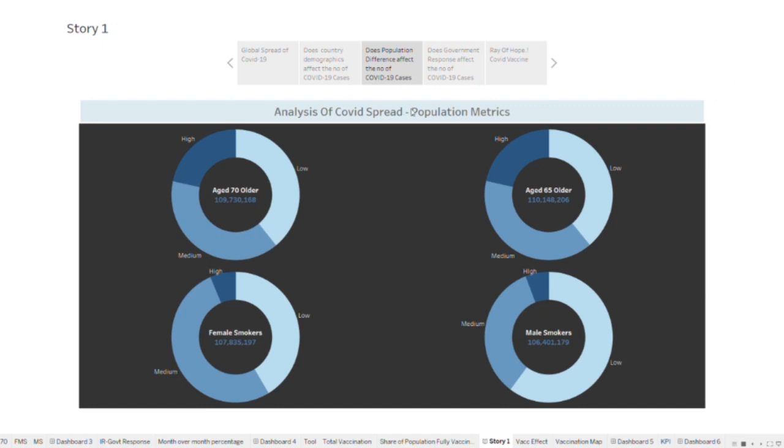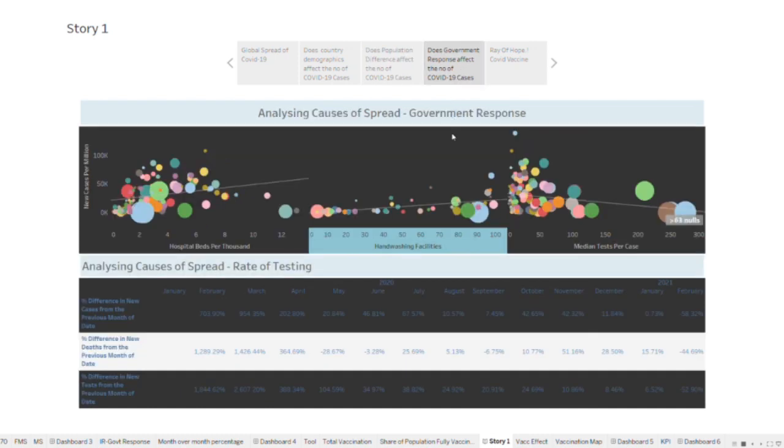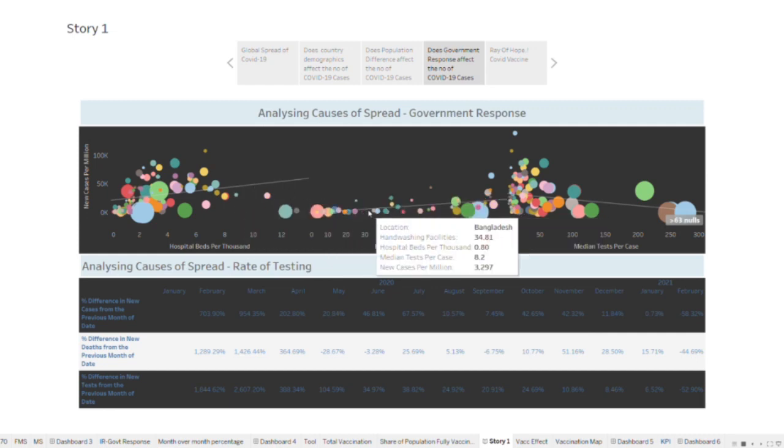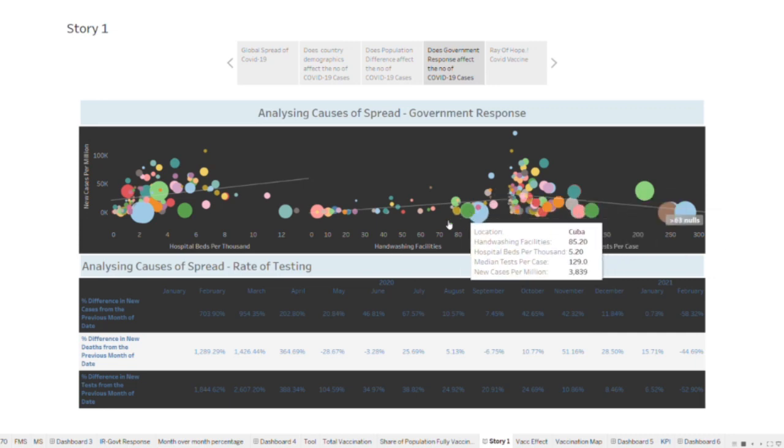So the next dashboard analyzes the connection between COVID cases and government response, like hand washing facilities, tests per case, etc. So the first two graphs show us that the hand washing facilities and hospital beds, when they increase, cases also increases. Even though it's a bit counterintuitive, I'd like to see them as consequences rather than causes. Because obviously when number of cases increases, hospital beds and hand washing facilities should also be increased, right?